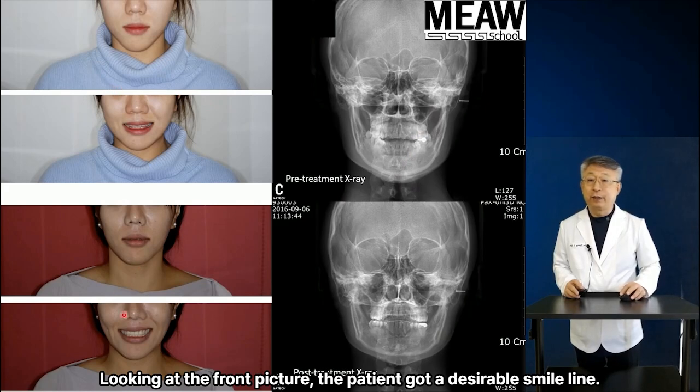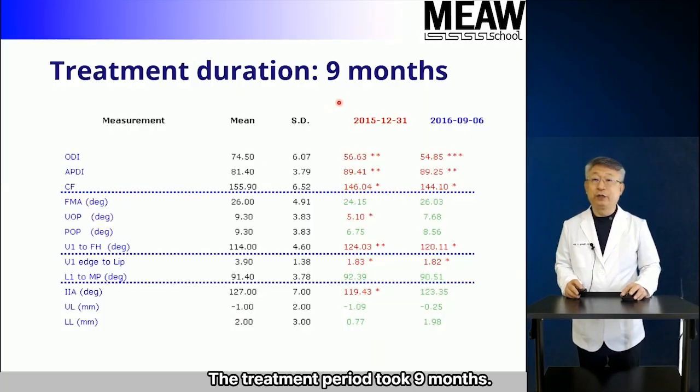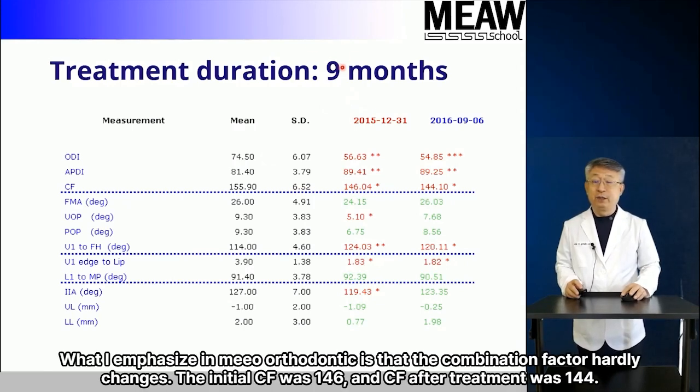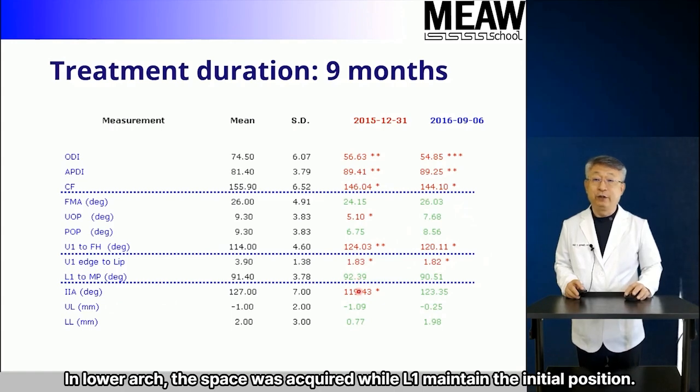Looking at the front picture, the patient got a desirable smile line. The treatment period took 9 months. What I emphasize in Meo orthodontics is that the combination factor hardly changes. The initial CF was 146, and CF after treatment was 144. U1 to FH 124 has been slightly improved to 120 degrees. Class 3 elastic was used, but U1 was no longer labioversion. In the lower arch, the space was acquired while L1 maintained the initial position.